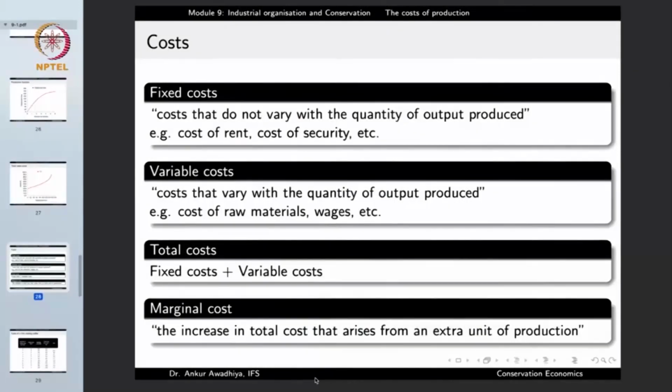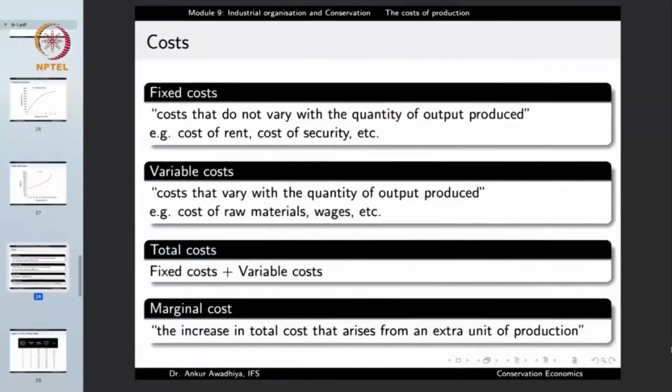Then we have variable costs, costs that vary with the quantity of output produced, such as the cost of raw materials, the cost of wages, and so on. So if the firm is producing less number of samosas, it requires less number of potatoes, a lesser quantity of maida, lesser number of workers, lesser amount of electricity. But when it is producing a larger quantity of samosas, then it requires a larger quantity of all of these. So this is a variable cost, a cost that varies with the quantity of output that is produced.